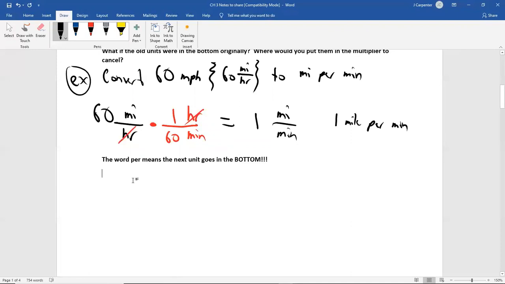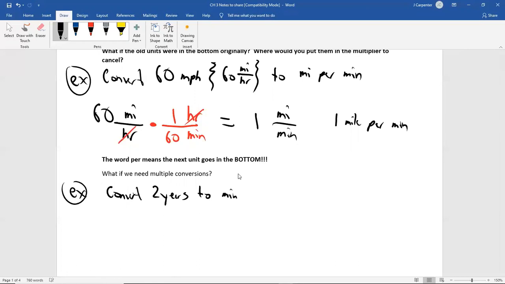All right, so what if we have multiple conversions? Let's take that bold off. What if we need multiple conversions? For example, what if I asked you to convert 2 years to minutes?